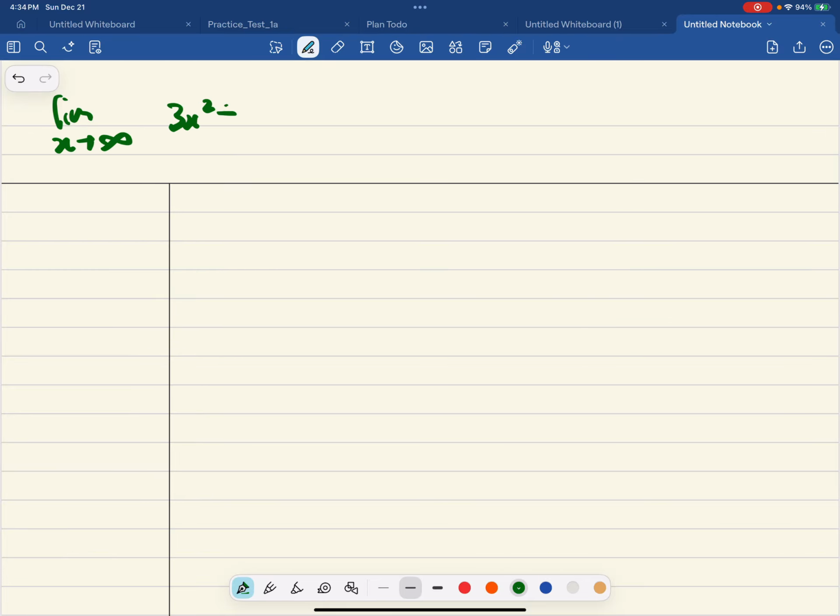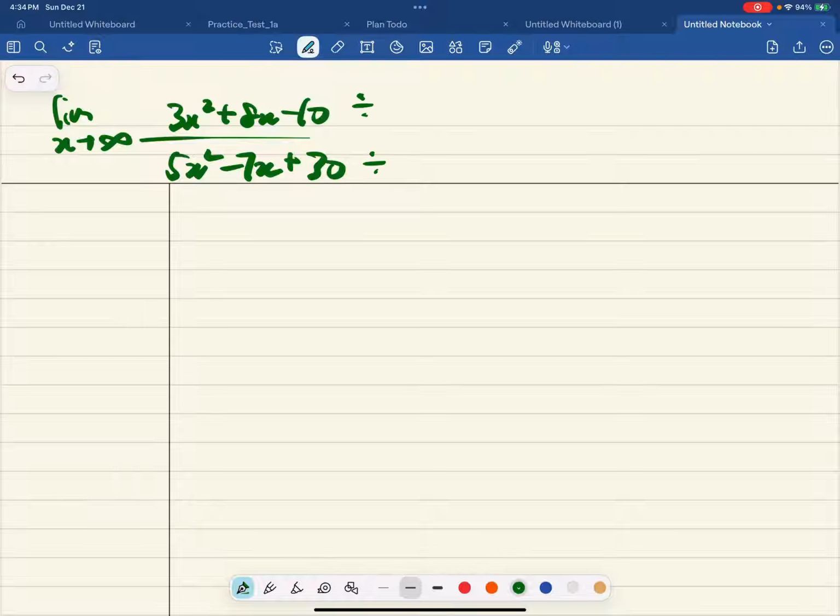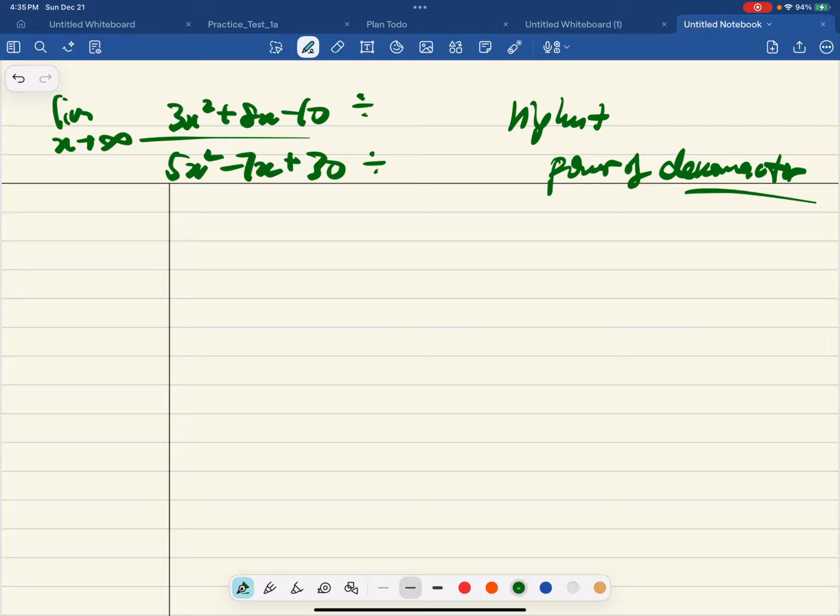Let's see a case like this one. And this is also one of my favorite concepts in calculus. But we're going to divide each top and bottom with the highest power of the denominator. So here the highest power in the denominator is x to the 2. And you don't care about the power on the top. That's just the rule. Just follow the rule. So here the highest is x to the 2, divided by x to the 2, divided by x to the 2.